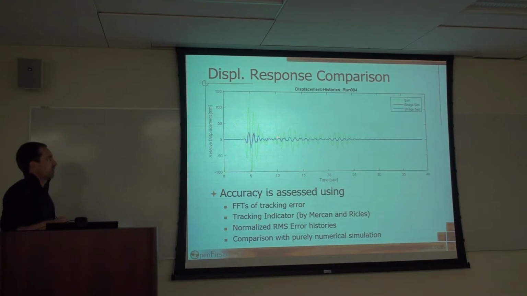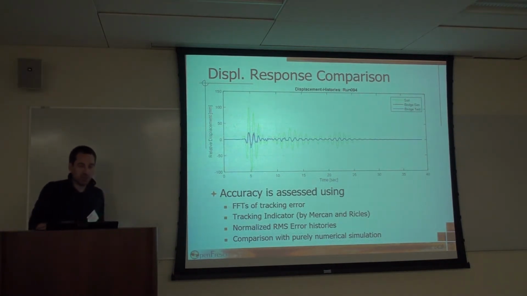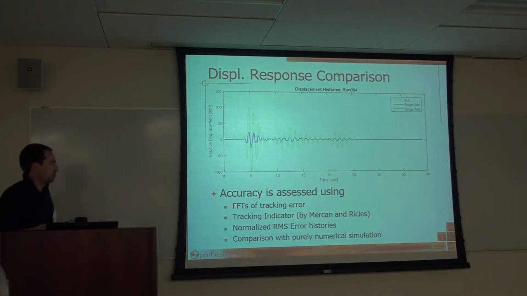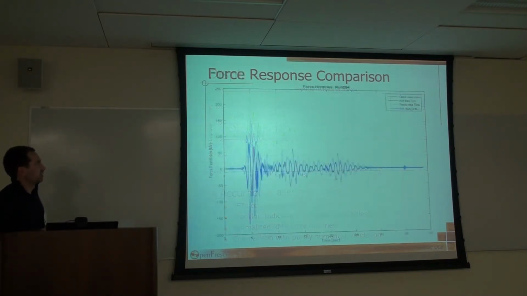And then afterwards we can look at some displacement comparisons. We can assess the accuracy of these tests. Again, we did that assessment in terms of FFT, looking at tracking errors, and tracking indicators by Professor Mercan. We have normalized root mean square error histories that we're looking at, and we can do comparisons with our purely numerical simulation models. And so here's the response at the soil level. It's probably hard to see the green line, and then the bridge simulated is in red, and the bridge tested is in blue. So we can see that we get a pretty good match there.